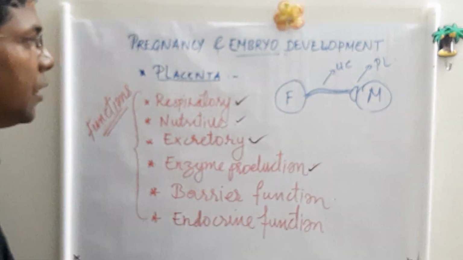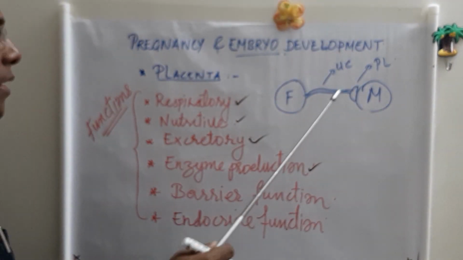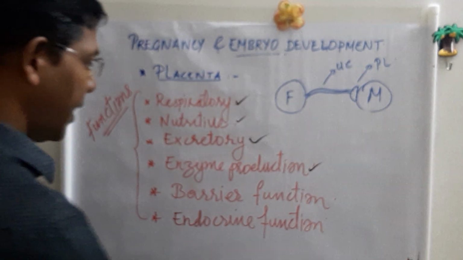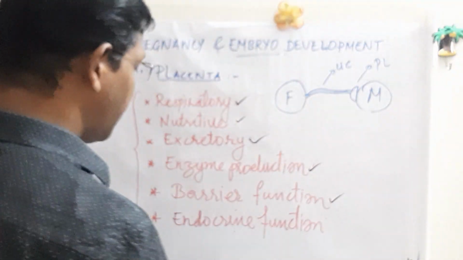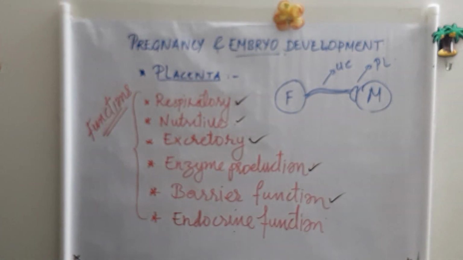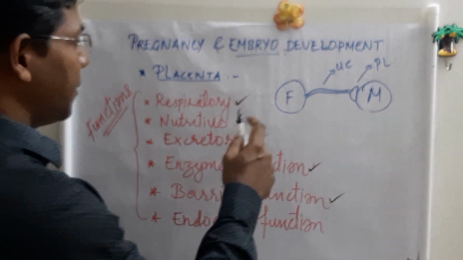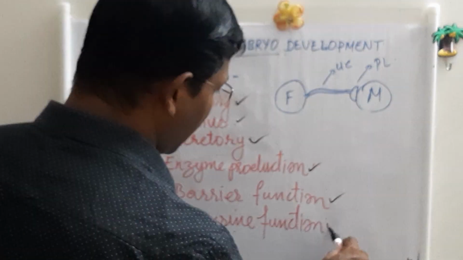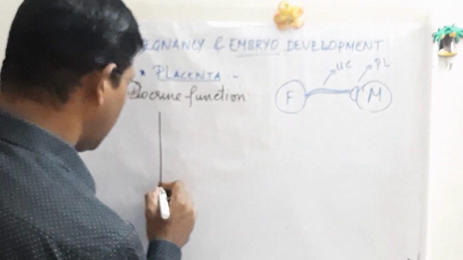The placenta acts as a barrier to protect against unnecessary harms or germs, etc., which may enter the fetal body. So it is barrier in function. Last is the endocrine function. The placenta is also acting as an endocrine gland. The endocrine function of the placenta.